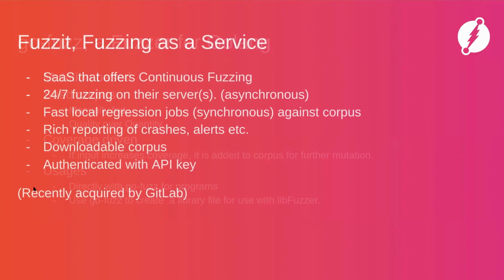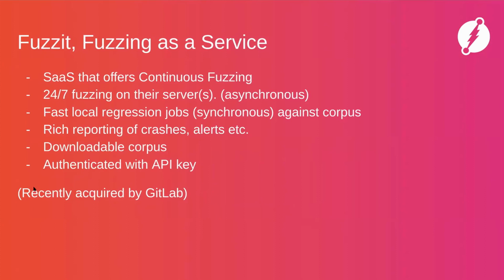So the second tool that I wanted to talk about was Fuzzit, fuzzing as a service. It's basically a SaaS platform that makes available one or more CPUs per account. And what it does is it simply allows you to do fuzzing 24/7 on their servers. Remember, I talked about asynchronous jobs. This is what it really provides. It also provides local regression jobs.